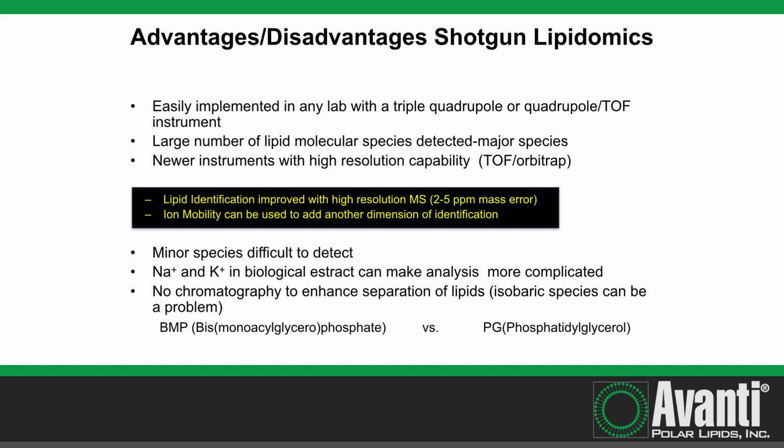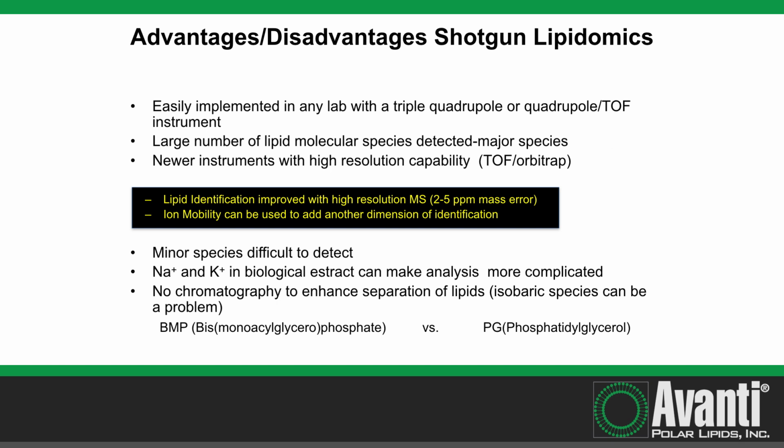I would say, first of all, the overarching advantage of this approach is it's easily implemented in any laboratory with a triple quadrupole or quadrupole time of flight mass spectrometer. This is ideally suited for a large number of lipid species which are major within a biological extract. It's not particularly good for minor species because there are so many major species. The ability to see low abundance ions is reduced, and you tend to focus your attention on the major ions.